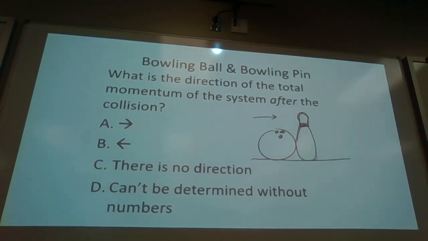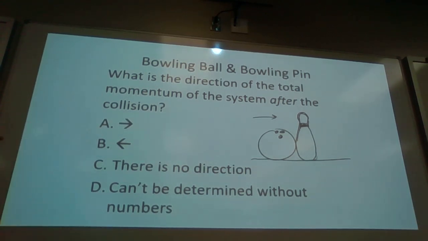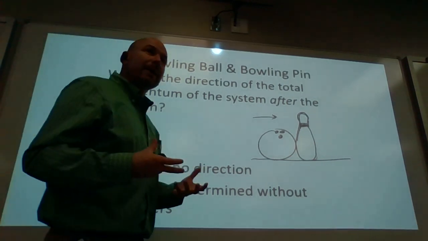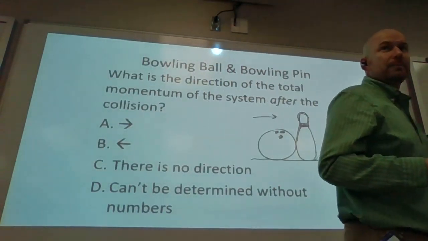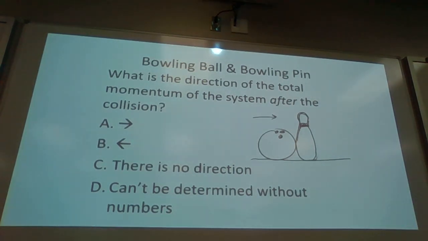the correct answer is A, because the total momentum of the system is conserved both in the magnitude and in the direction. The total momentum of the system beforehand was to the right. The total momentum of the system is still to the right afterwards. Okay, good with that. That's kind of just a big general factoid there.